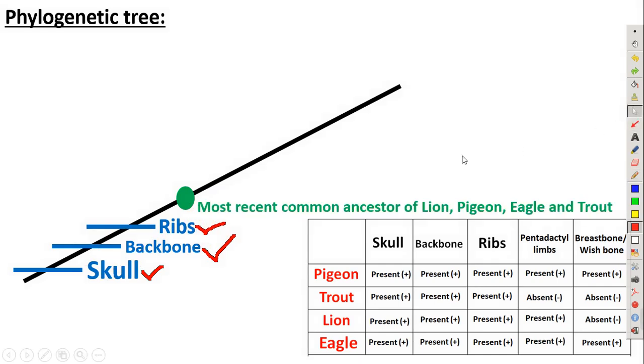And this point here is a theoretical point to show that the most recent common ancestor of the lion, the pigeon, the eagle, and the trout has had these three characteristics. A slight point of awareness: these common ancestors, they are not fossils.